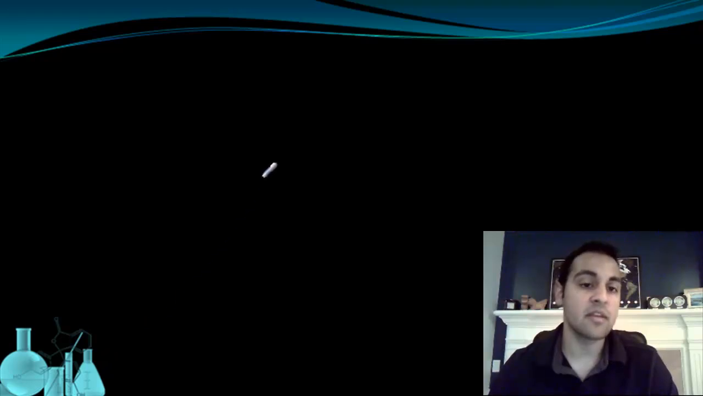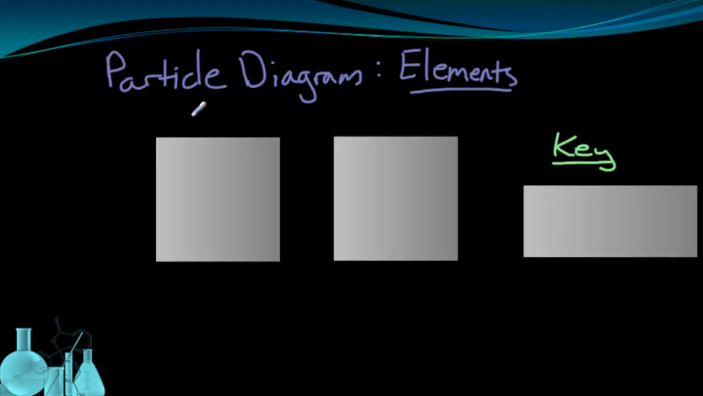Now let's take a look at how we can use these particle diagrams to represent certain types of matter. First, let's look at how to make a particle diagram to represent the most basic form of matter, elements. The first thing I'm going to do is start off by creating a key for my particles. So I'm going to use a red dot for oxygen. My first part of my key, the red dot, is going to represent atoms of oxygen. And I'm going to use a purple dot for iron. Okay, every purple dot is going to represent an atom of iron.